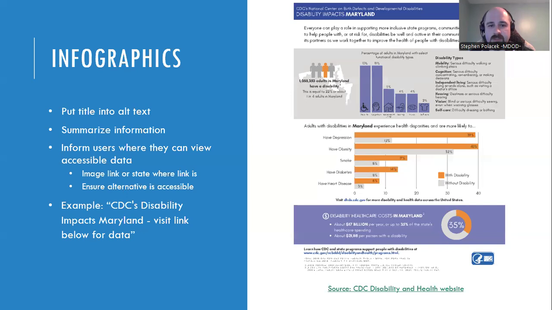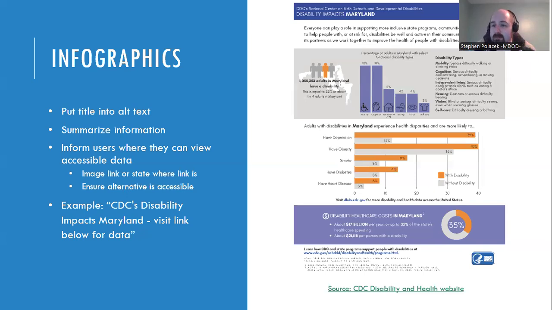Maybe I'll summarize the different types of disability that are represented here, or maybe some of the disparities or challenges or the healthcare costs. Those kinds of details I might pull out. And then I'm going to inform users where they can view all of this data in an accessible manner.